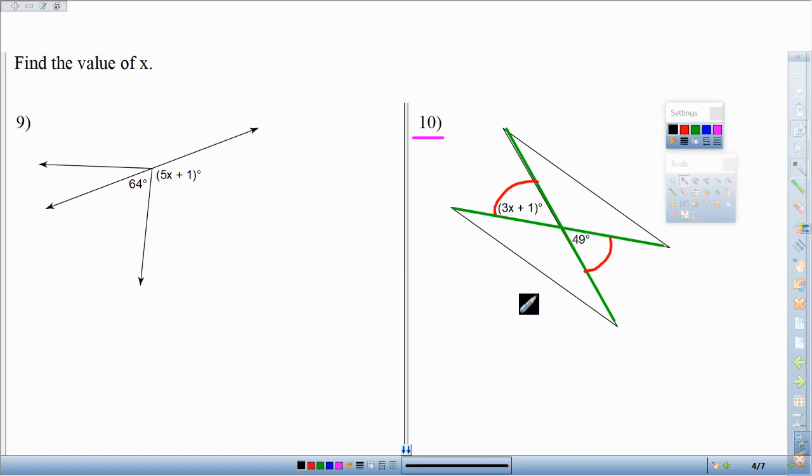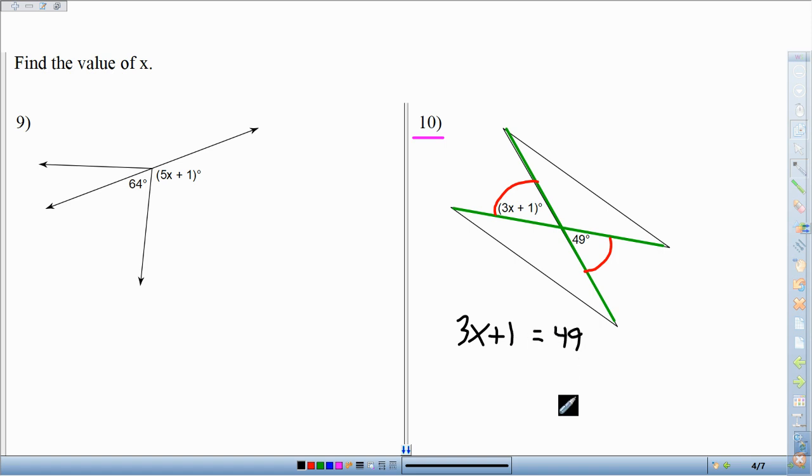That's the first thing to realize. Now that we know that, we can remember vertical angles are congruent. They're equal. That's the equation we can make. So 3x plus 1 equals 49. On the test and on the review, I need to see the work. I need to see the equation and you solving it. So subtracting 1, I got 3x equals 48. And then dividing by 3, 48 divided by 3, looks like we're getting 16.